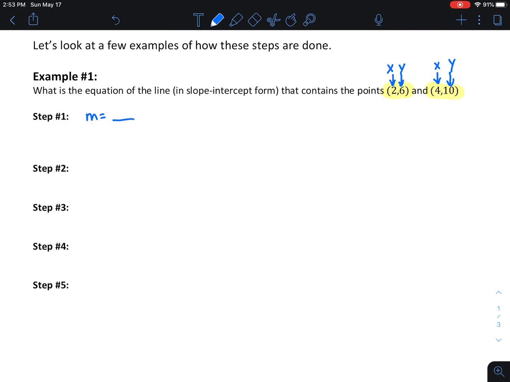Now, remember how it said y minus y. So on the top, we're going to do 6 minus 10. And on the bottom, it said x minus x. And because I started with the 6 for the y, I have to start with the corresponding x for that point. So I have to start with the 2. So the bottom will go 2 minus 4. A little simplification, we get 6 minus 10 is negative 4, and 2 minus 4 is negative 2. Reducing this down as far as we can go, we have a negative over a negative. That's going to be a positive, and 4 divided by 2 is 2. So the value of m is equal to 2.